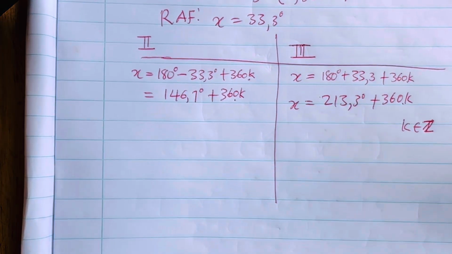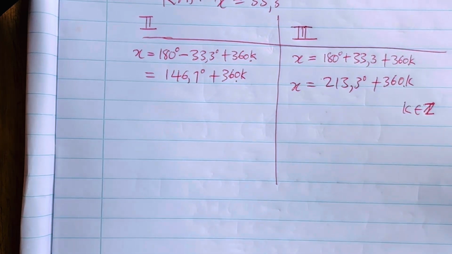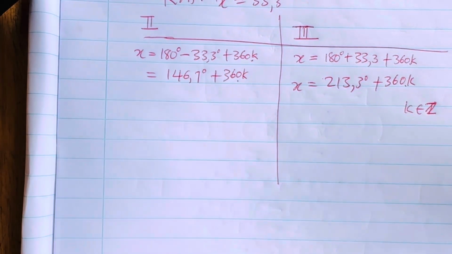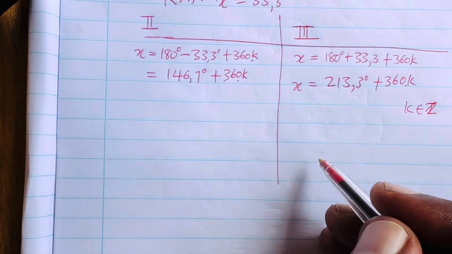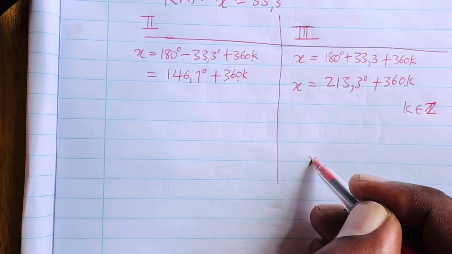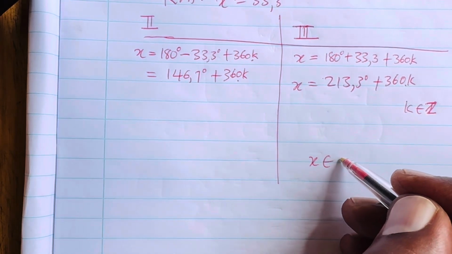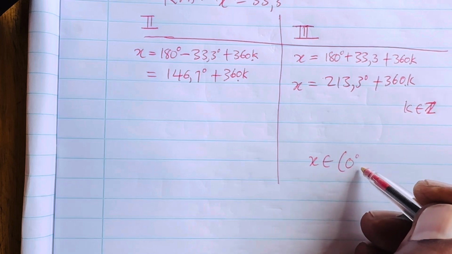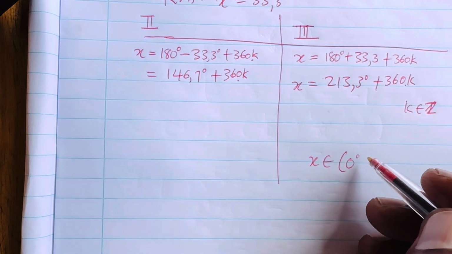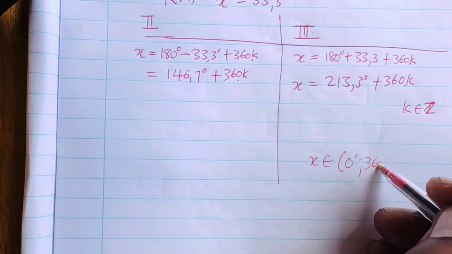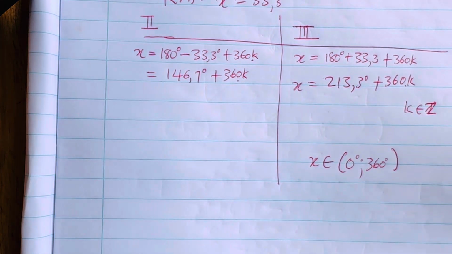When we substitute, we check that we get what is required. Remember our restriction? X is an element from 0 degrees to 360 degrees. So we need those values of x between 0 degrees and 360 degrees.